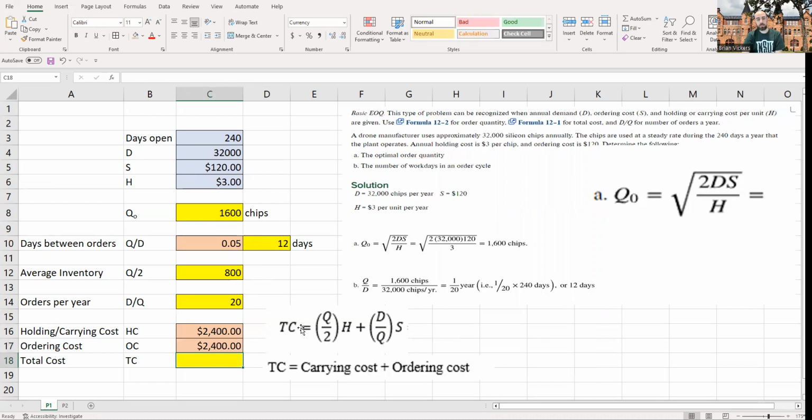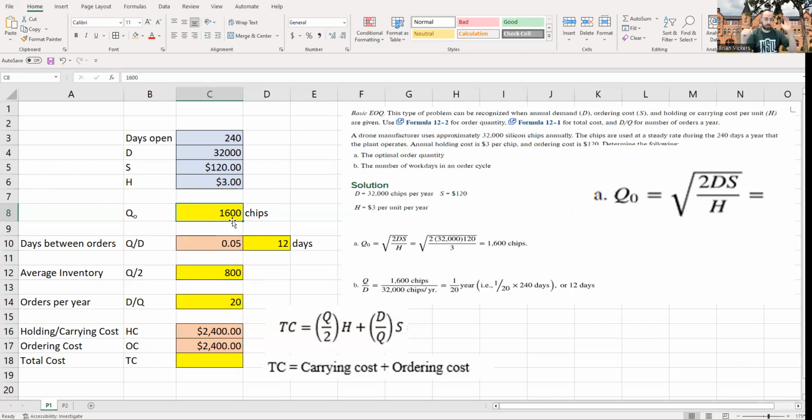Is there anything standing out about those two numbers to you? Your holding cost and your ordering cost. Anything pop out at you? Yes, that's right. They're the same number. So if you use exactly the order quantity and you didn't round this number in any way, your holding cost and your ordering cost on EOQ models will be the same.